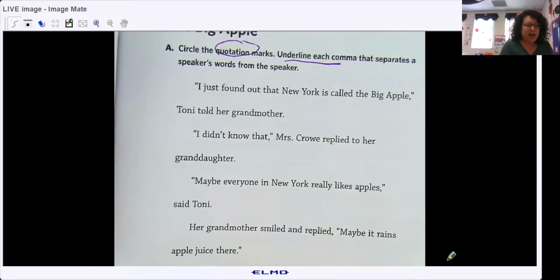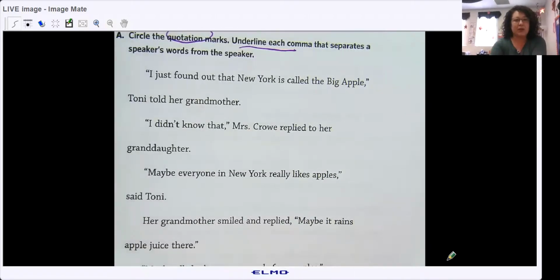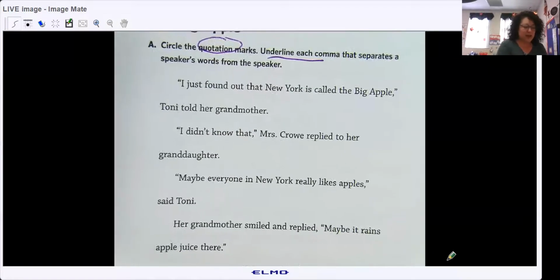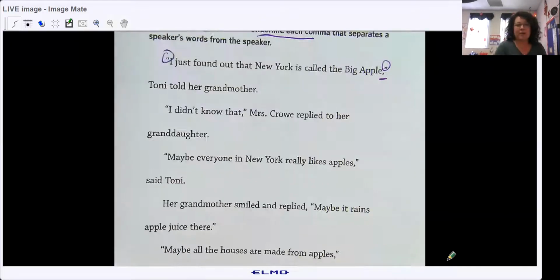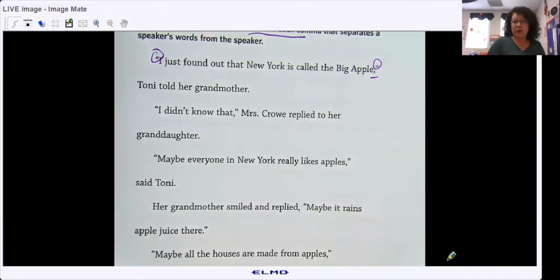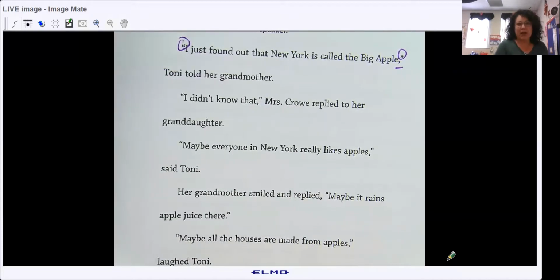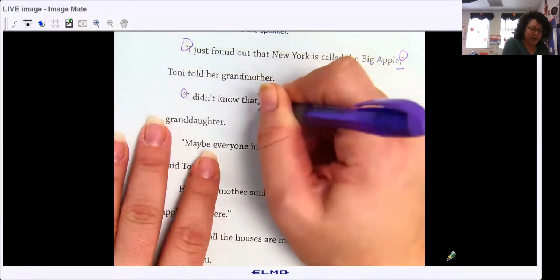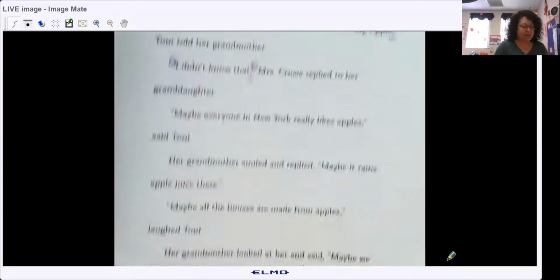Okay, number 1. "I just found out that New York is called the Big Apple," Tony told her grandmother. So we are going to circle our quotation marks and underline our comma. Remember, it's just around the words that they say. It stops after that comma or the question mark or exclamation mark. "I didn't know that," Mrs. Crow replied to her granddaughter. Words that people say get our quotation marks and our comma at the end of them talking.